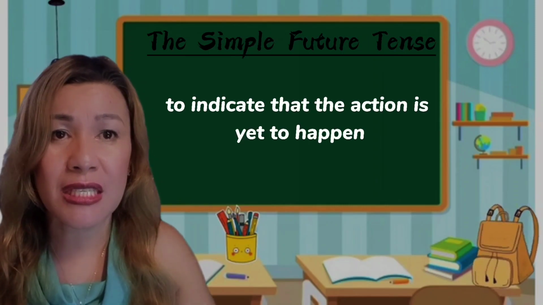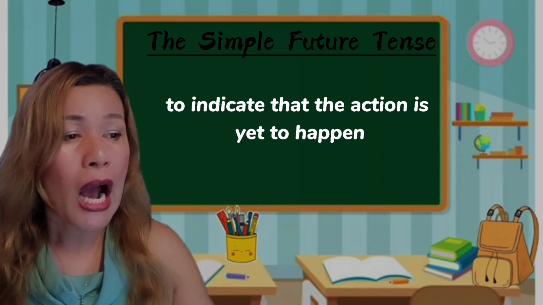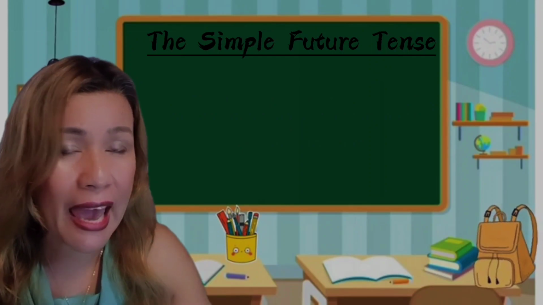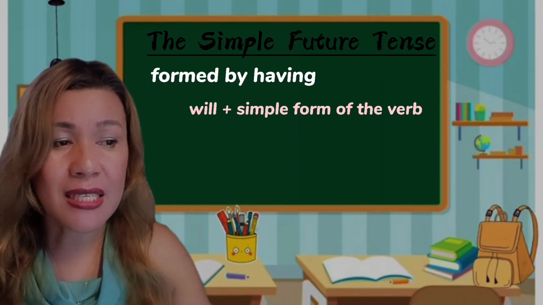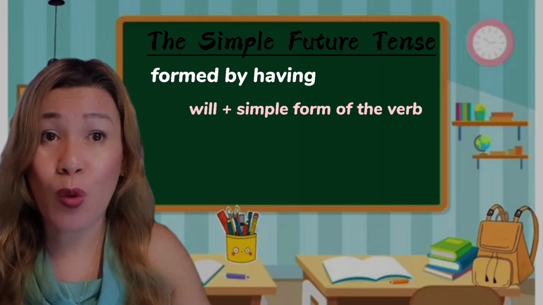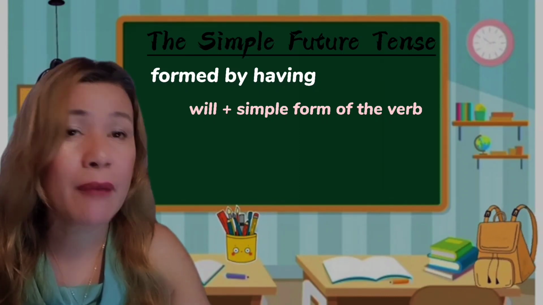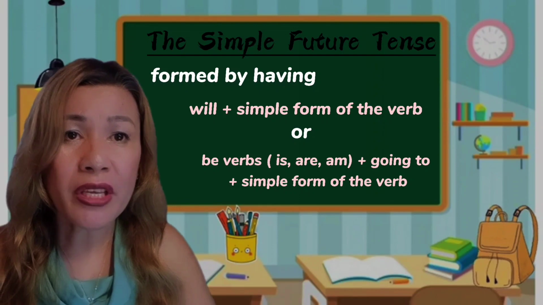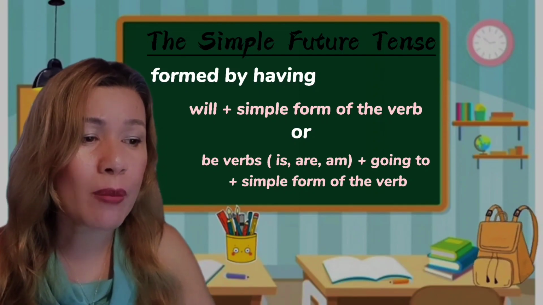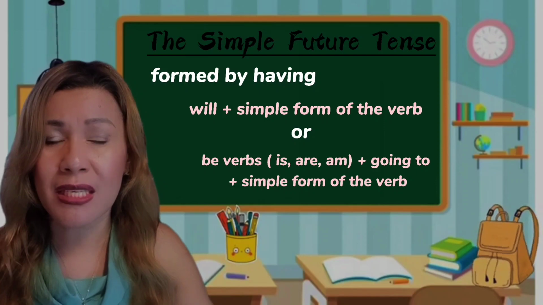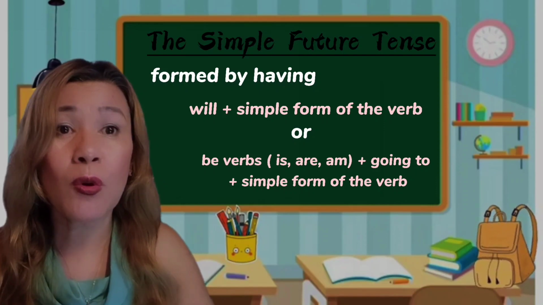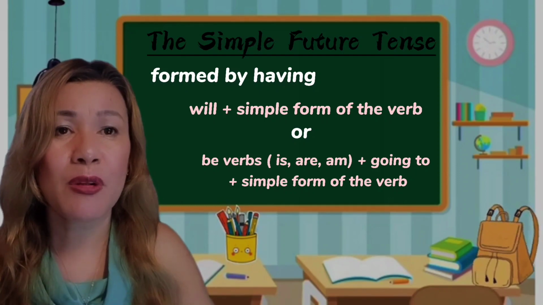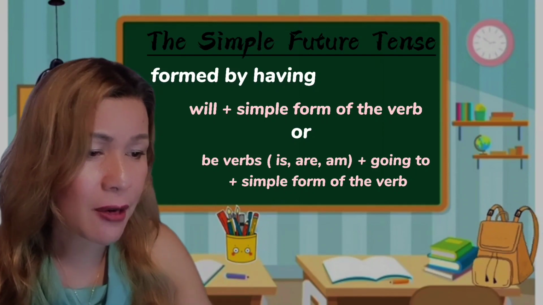So there is futurity there. Okay? Now, how do we form the simple future tense? We form the simple future tense by having will plus simple form of the verb. That's one way. Another way is by having be verbs like is, are, am plus going to plus simple form of the verb. So remember, two ways. Will plus simple form of the verb, or with the be verbs plus going to plus simple form of the verb. Let's take a look at the examples here.